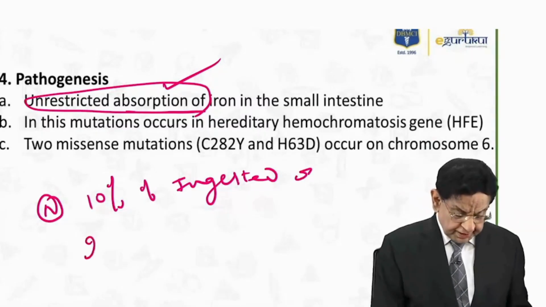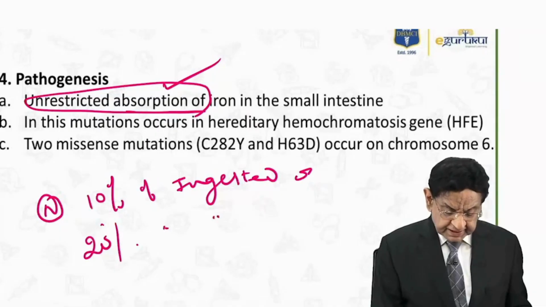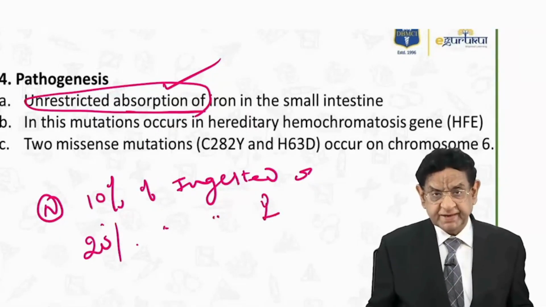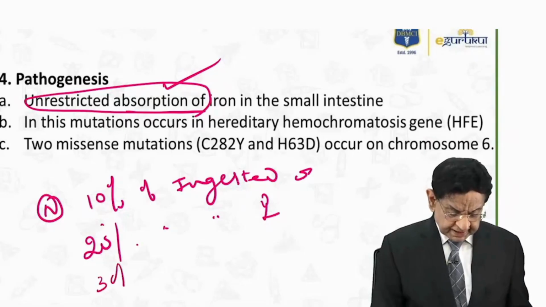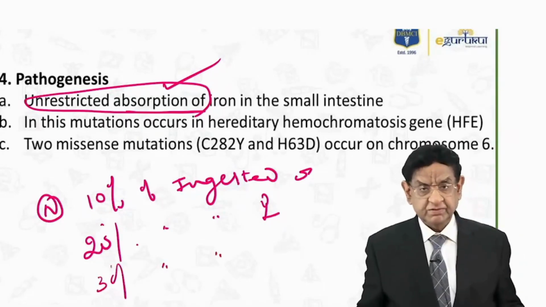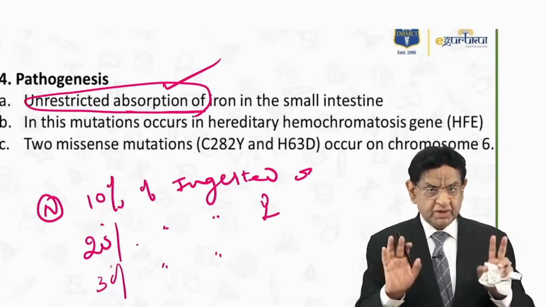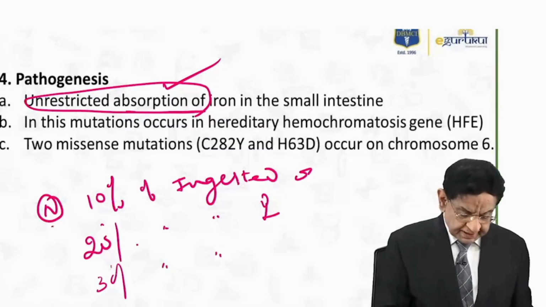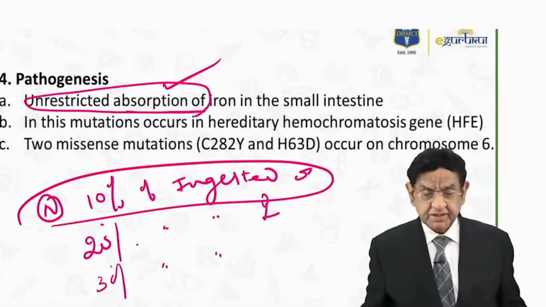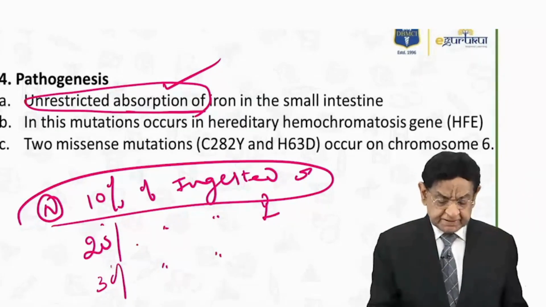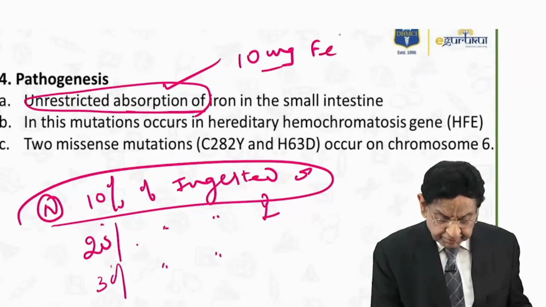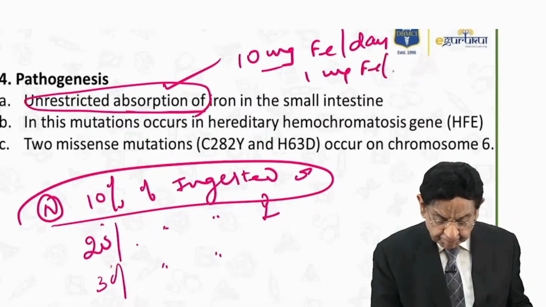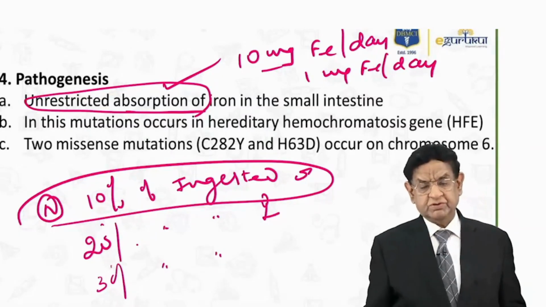Normally around 20% of the ingested iron can be absorbed in a female. In severe anemia, any cause, the iron absorption may be as high as 30%, right? In severe iron deficiency anemia, that is the normal physiology. So let's talk about 10% of the ingested iron in males. There is a regulation, that means normally our diet contains 10 milligram of iron per day, and normally only 1 milligram of iron is absorbed per day. This is all normal physiology.